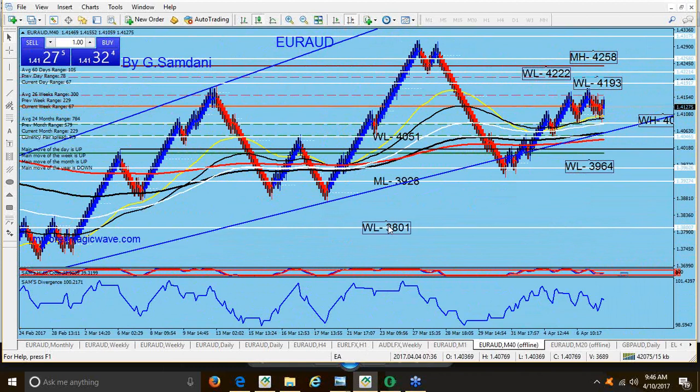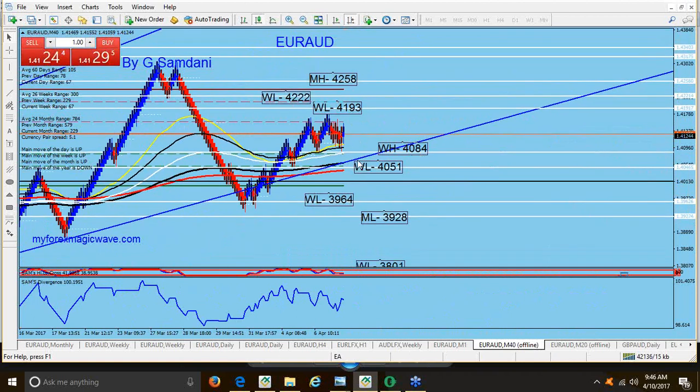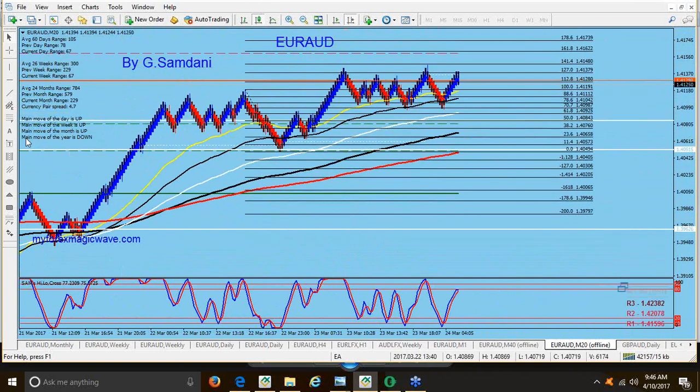I'm playing around with the charts like that, doing my analysis, looking for patterns, Elliott wave, looking at the news, stuff like that. Okay, so all of this comes here, and Euro Aussie, as long as it's like 4084, how does it look in the 20-minute chart?